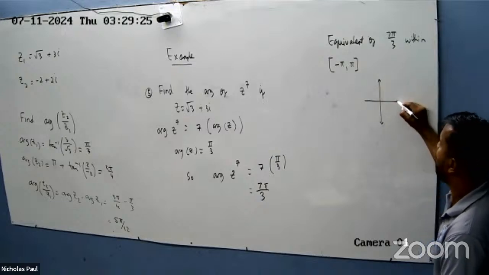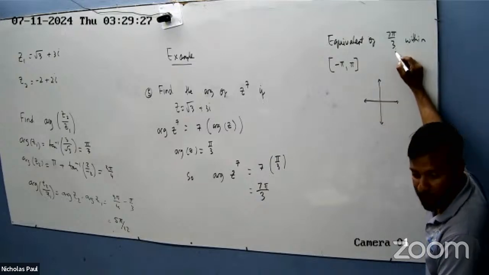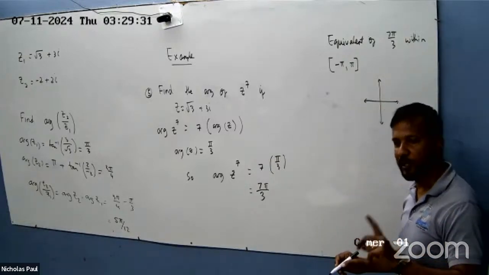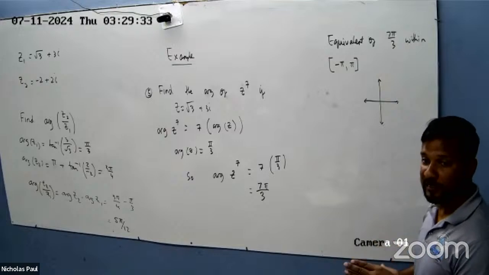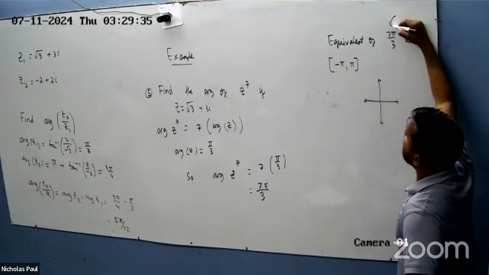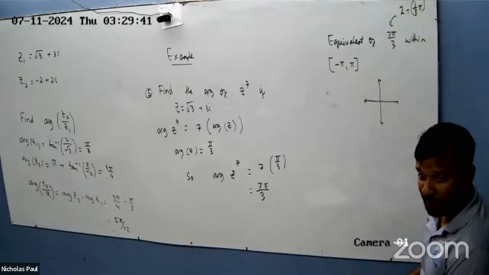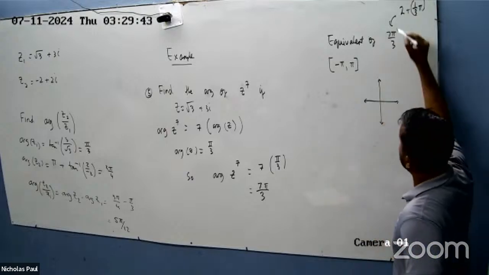Right, so what's the equivalent of 7 pi on 3? Let's just break it up. 7 pi on 3 is 2 and 1/3 pi, right? So 7 pi on 3 is 2 and 1/3 pi, which is 2 pi plus 1/3 pi, right?